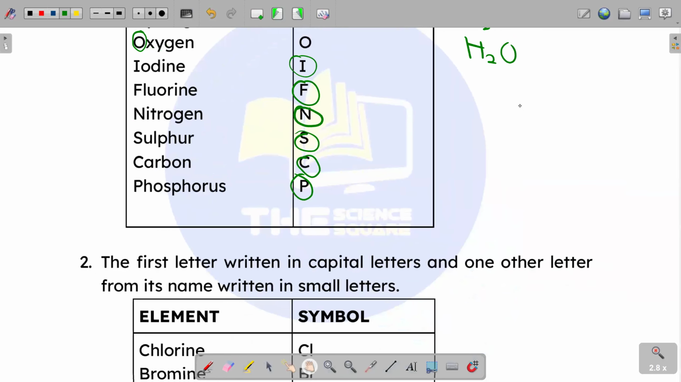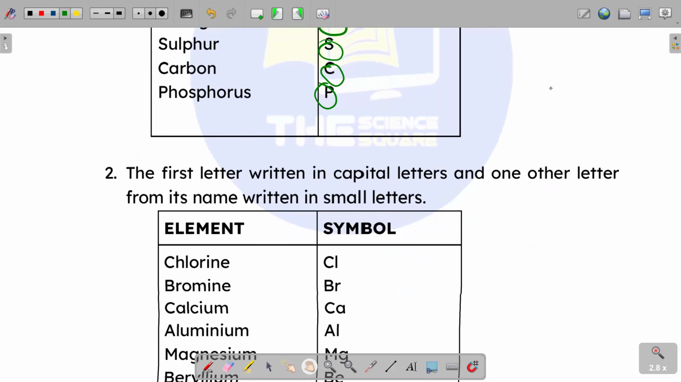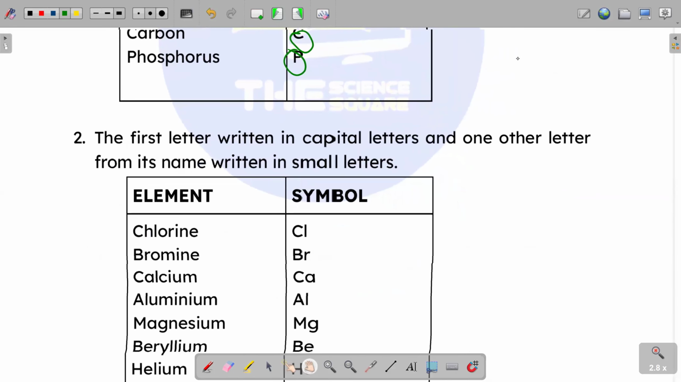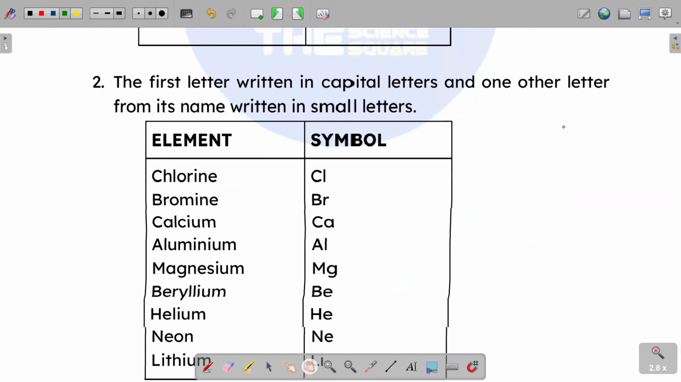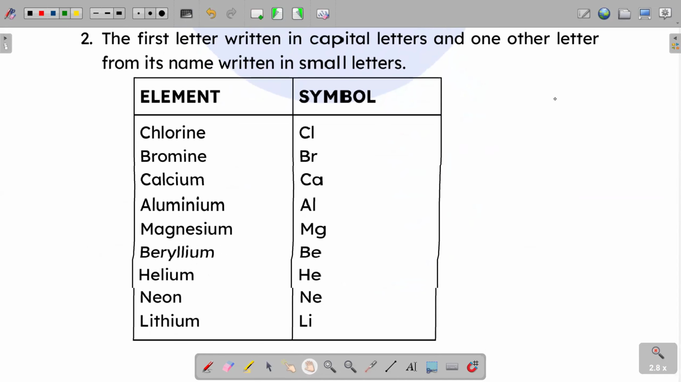Now, the second way some elements get their symbol is the first letter written in capital letter and one other letter from its name written in small letter. Very important. For example, chlorine is Cl. The C is a capital letter, the l is a small letter.